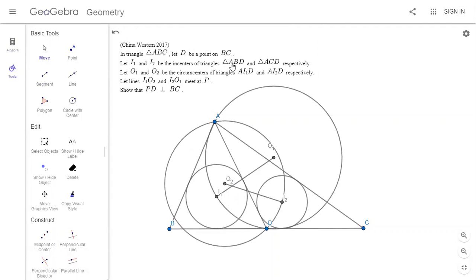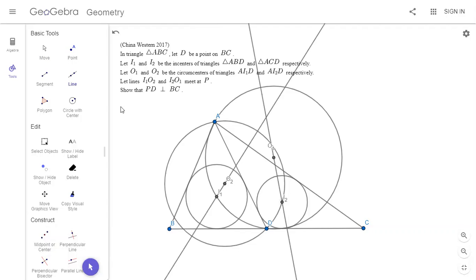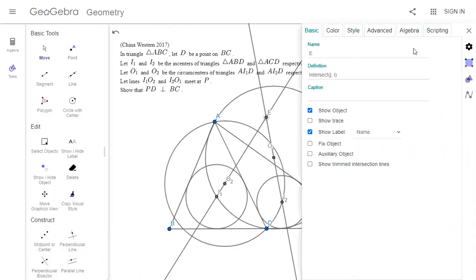I1 and I2 are the incenters of ABD and ACD. O1 is the circumcenter of AI1D. O2 is the circumcenter of AI2D. Oh, okay. I drew these segments wrong. So we need to see where I1O2 intersects I2O1, and we call that P. And we want to show PD is perpendicular to BC.